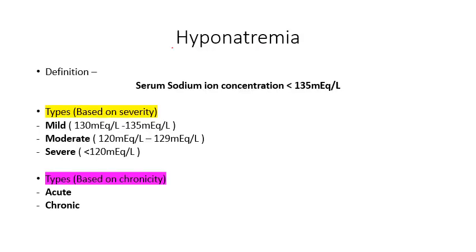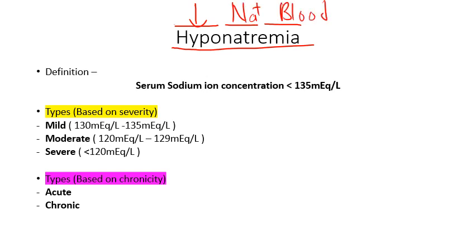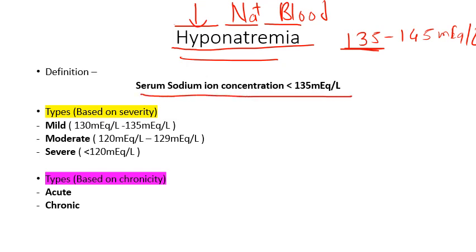So what is hyponatremia? If we break it down into three words, hypo, natrium and emia, hypo is decreased, natrium is sodium and emia is basically in blood. So decreased sodium ion concentration in the blood is called hyponatremia. What is the normal range of sodium ion concentration in the blood? Yes, you got it right. 135 to 145 milliequivalents per liter. So, whenever the level of sodium ion falls below 135, we call it hyponatremia, as stated here.